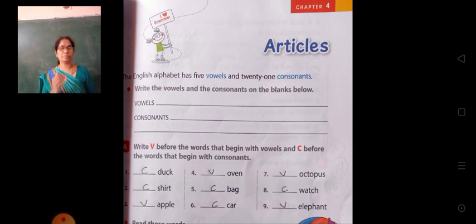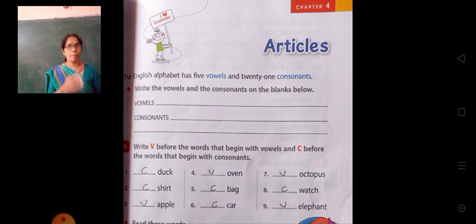Again see apple. See the spelling, A-double-P-L-E, apple, and the word starts with the letter A, and A is a vowel sound. It starts with a vowel, and we have to use here B. We have written B. Why? Because it starts with a vowel. And see again, oven, O-V-E-N. Here also O is a vowel, so we have written B.